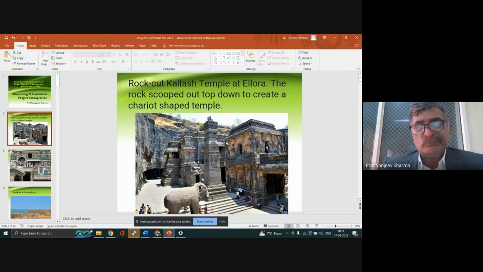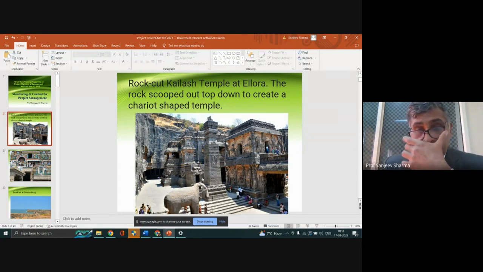Now take this. The Kailash temple at Ellora. Just look at this photograph. It is inverted. Inverted triangle. The base is very small as compared to what is at the top. So it's top down. It's in the form of a chariot. Right. Now, it is estimated that it may be more than 30,000 tons, single stone.